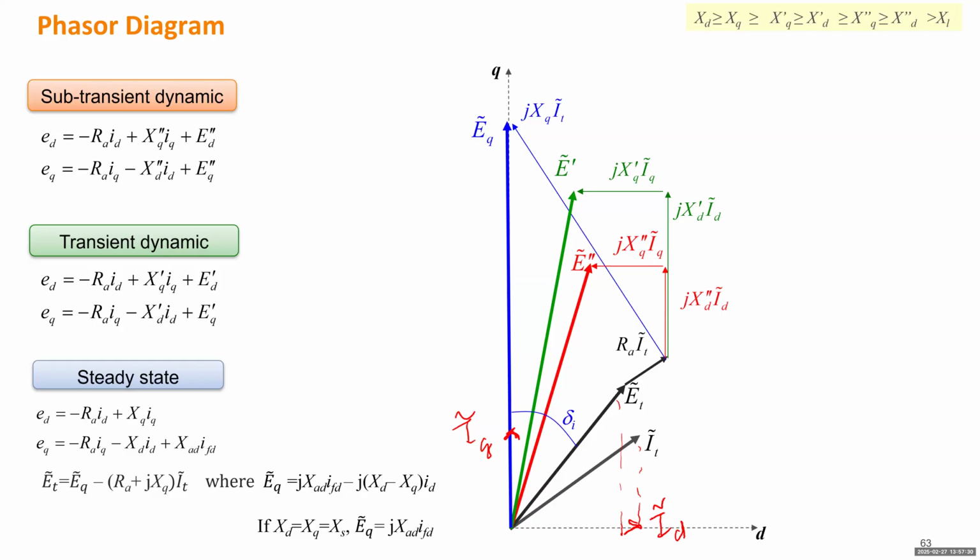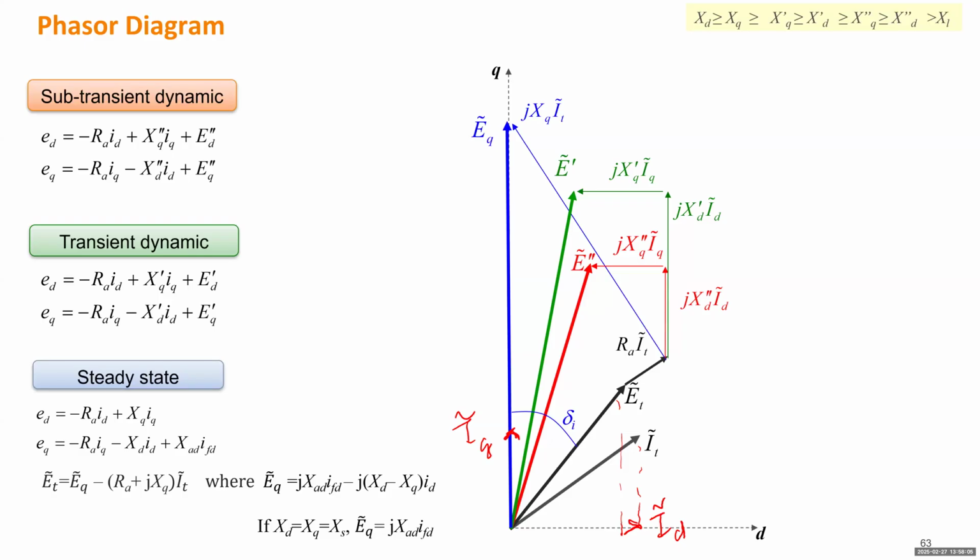Also, the capital EQ tilde, which is the internal voltage of the steady state circuit, is the longest one. The E single prime is shorter, and the E double prime is the shortest. But they are all longer than ET, the terminal voltage. But this is not always true. It depends on the field voltage, because a generator can have an exciter to change the field voltage. So if the field voltage decreases, the EQ will decrease.